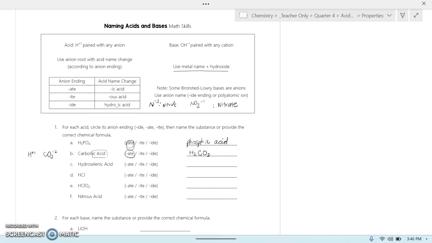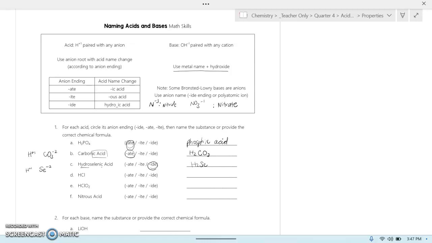Now we have hydroselenic acid. So we've got the hydro-ic acid ending, which pairs with ide. So we're looking for hydrogen paired with selenide. On your periodic table, you'll see it's in the column that is -2 charged ions. So then again, do your crisscross method and we get H2Se. That would be selenide. It's just a regular anion on the periodic table.